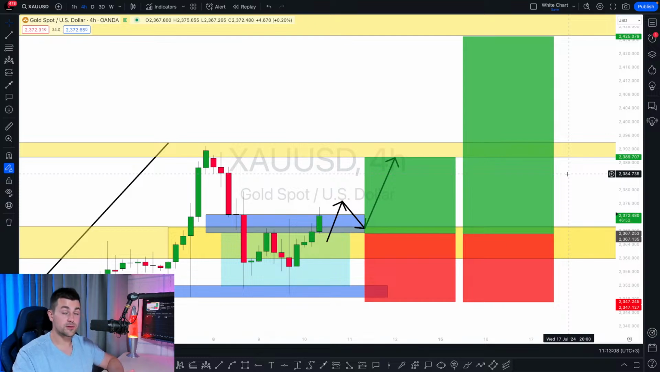Remember to move your stop loss to break even, to entry, before the release of the news, and to protect your trade. Yes, that will be a very important rule to follow.